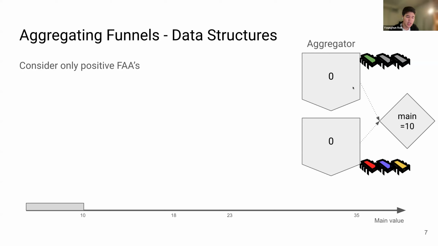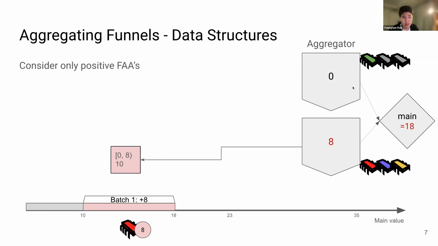Also, the aggregator keeps two internal fields. The first one is the internal value, which is an integer value you can see in the diagram inside the aggregator. The other one is a linked list of batch history, as we can see in this batch. So for the first batch, let's say the red thread came along and tried to do fetch and add on main. Because there are no concurrent threads, the red thread becomes a delegate itself, and it just applies the fetch and add 8 to the internal value and the main variable.